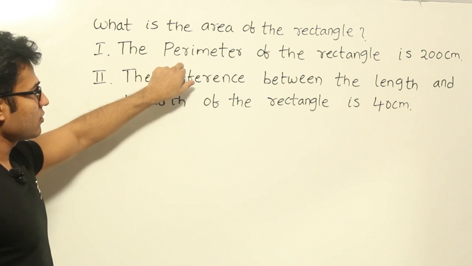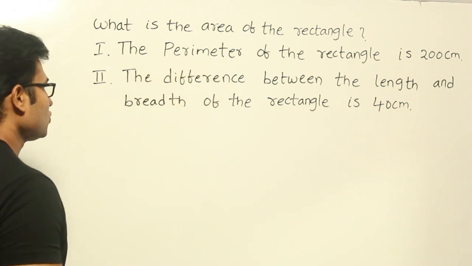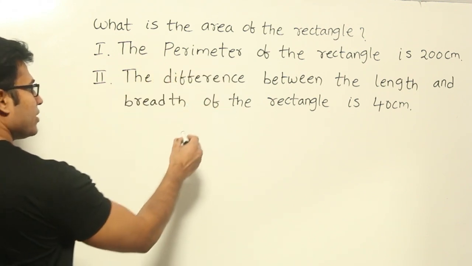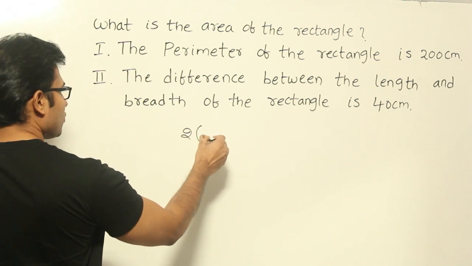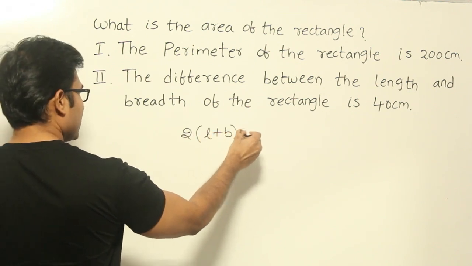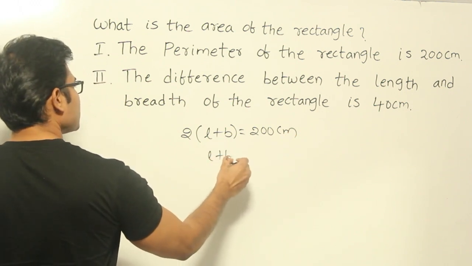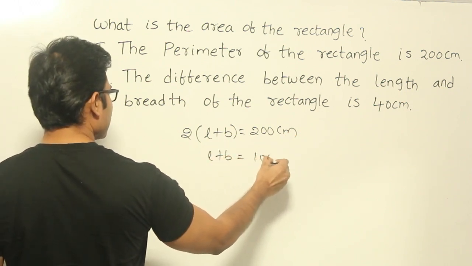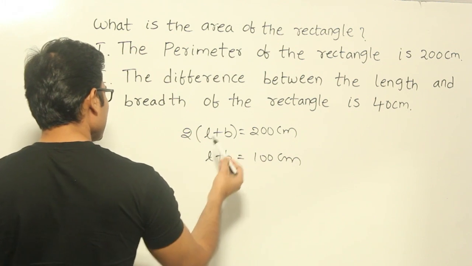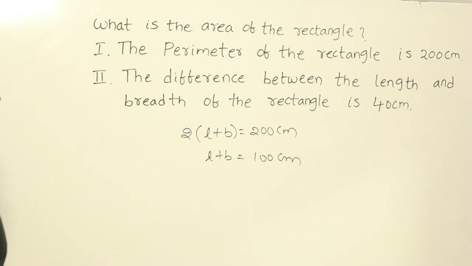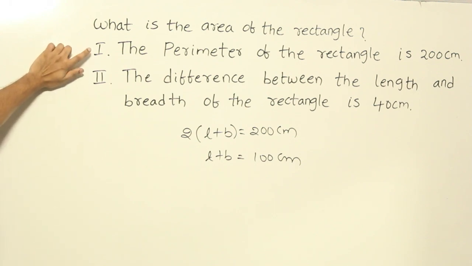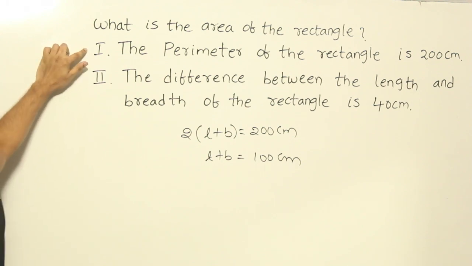The perimeter of the rectangle is 200 centimeters. So the perimeter of the rectangle is 2 into (L plus B). It is given as 200 centimeters, and so L plus B you can find out is 100 centimeters. Now using this information L plus B, can you find out what is L into B, that is the area? We cannot find it out. Therefore the information given in statement 1 is not sufficient.